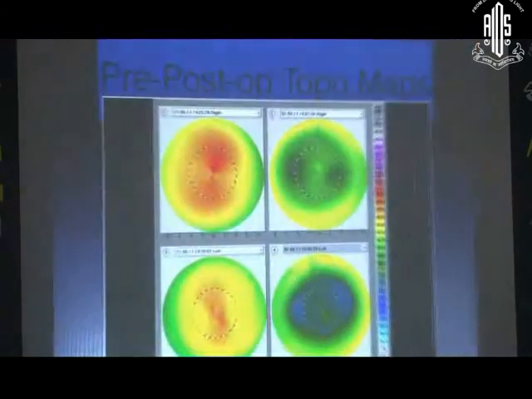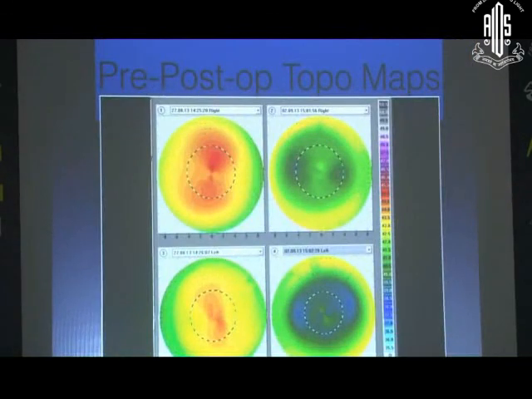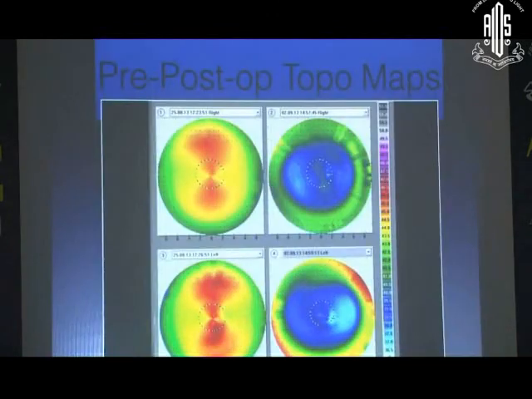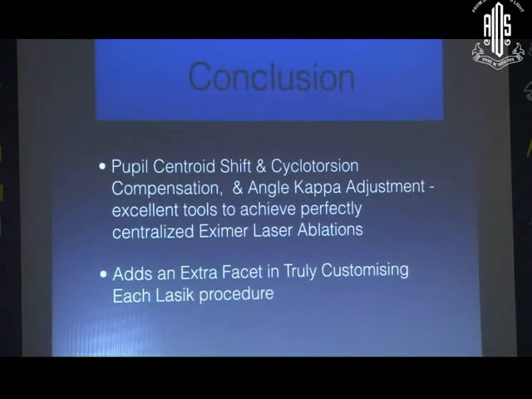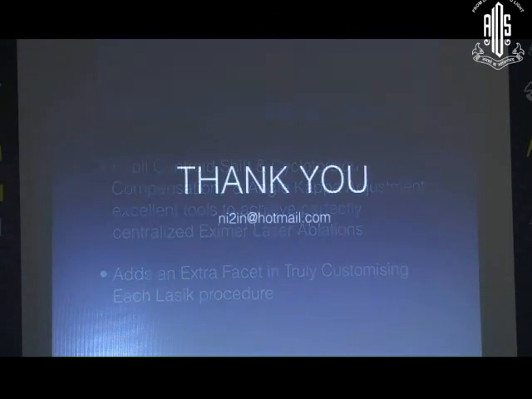So effectively what happens is that eventually you end up getting perfectly well-centered treatment, case after case in all the cases. So thus, this helps us add an extra dimension in customizing each and every patient to his pre-op diagnostics. So in conclusion, pupillary centroid shift and cyclotorsion compensation along with angle kappa adjustments are excellent tools to achieve perfectly centralized excimer laser ablation, and it adds an extra facet in truly customizing each and every LASIK procedure.